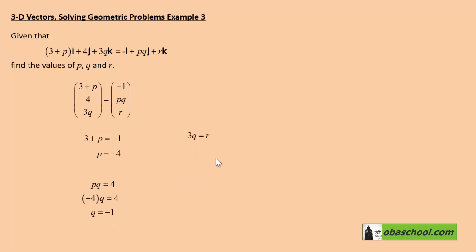And finally, with the k components, 3q is equal to r, but we know that q is -1, and therefore 3 times -1 is r, and so r is -3.